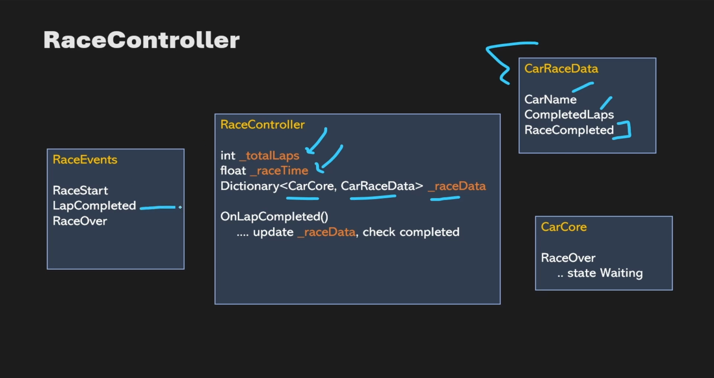Then the race controller will hook itself up to the onLapCompleted event, and each time a lap is completed, it'll update its CarRaceData for the car that's just completed a lap, and at the same time check whether the race has been completed. If the race has been completed, it's going to broadcast the RaceOver action, which will be on race events, and each of the car core components themselves will be hooked up to that RaceOver event, and when they receive it, they'll change their state to waiting, which will make all of the cars stop dead on the track. So let's drop back into Unity and start coding this up.